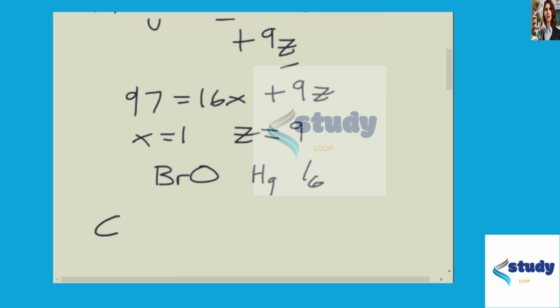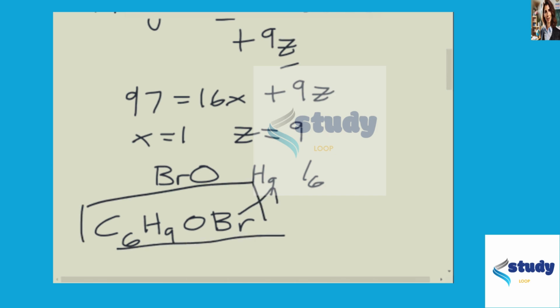So let's rewrite this in either way. We could get C6H9OBr. And we should finally check if the molar mass is equivalent to the molar mass of interest. And we find that this is equivalent to 177 grams per mole. So this is our compound of interest.